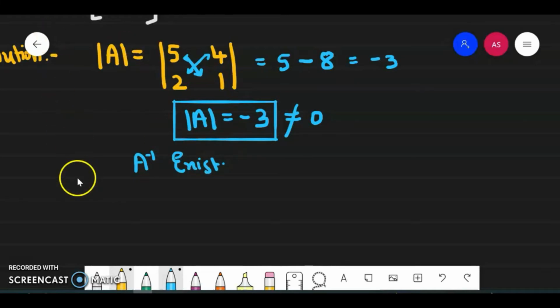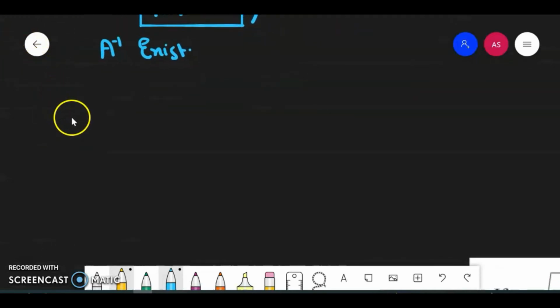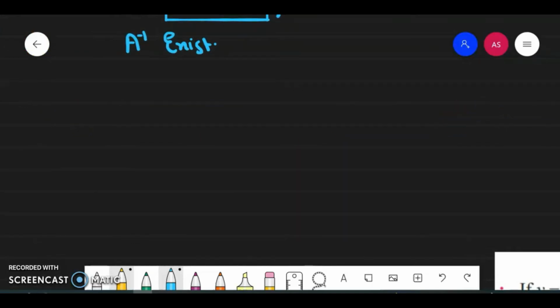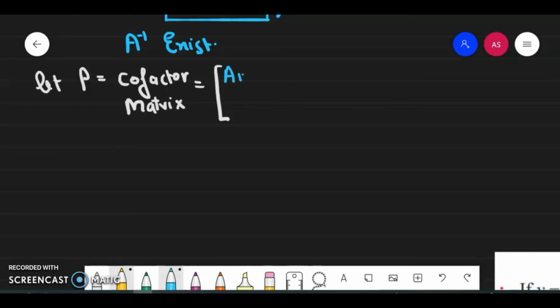Now what is the next step? The next step is to find the cofactor matrix. So let P is equal to cofactor matrix: A11, A12, A21 and A22. Okay.